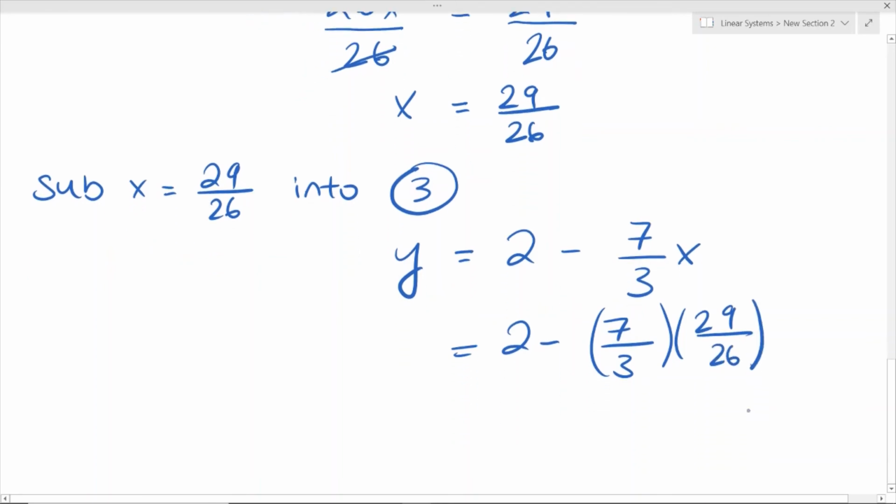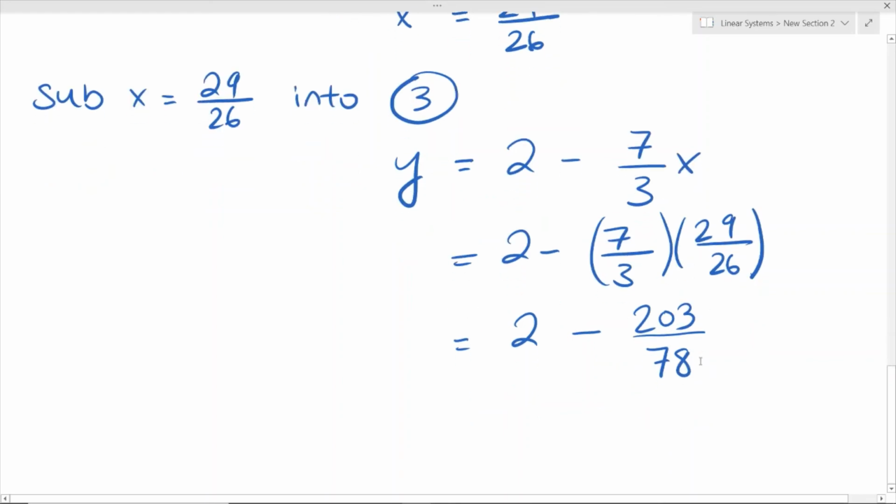And then we can simplify this. So this is equal to 2 minus, we can't really simplify these fractions, so let's just multiply them together. 7 times 29 is going to give us 203. 3 times 26 is going to give us 78. It's shown here, right? And then we have to add these two together, and to do that we need a common denominator. Recognize this as 2 over 1, right? 2 is the same as 2 over 1 minus 203 over 78.